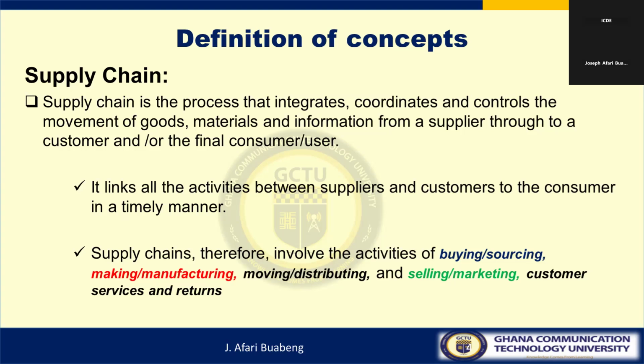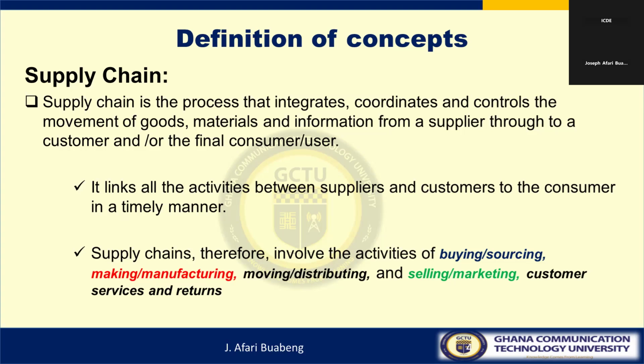So if you look at any supply chain, like I've mentioned, the activities include buying or sourcing, or you can simply say procurement. You can also find activity like manufacturing or making or processing in the supply chain. And then there's what? The moving or distribution of the product. There's selling and marketing. And then we have customer service and returns. All these are some of the activities on a typical supply chain.